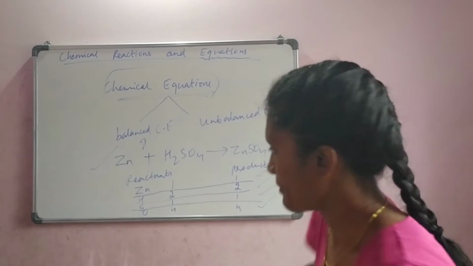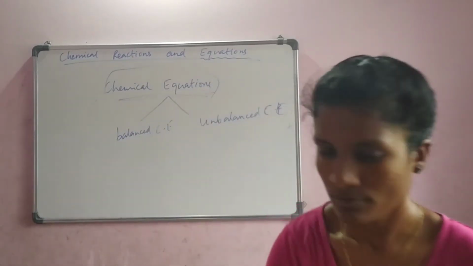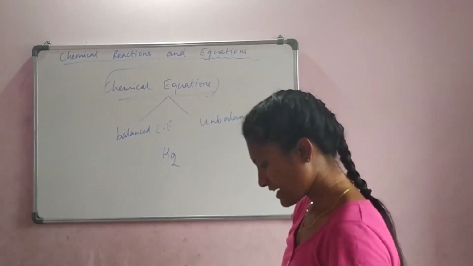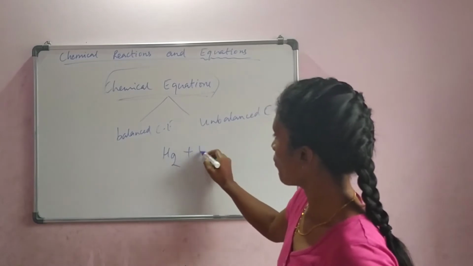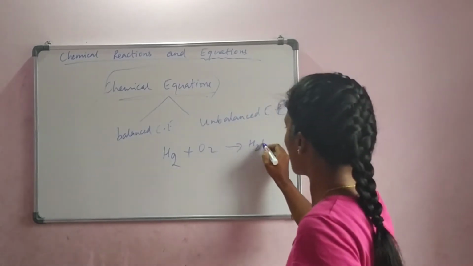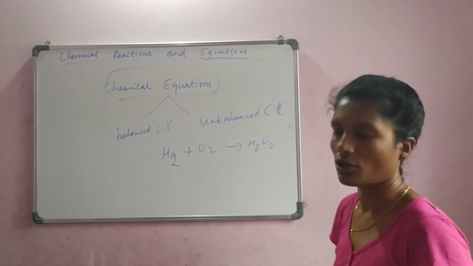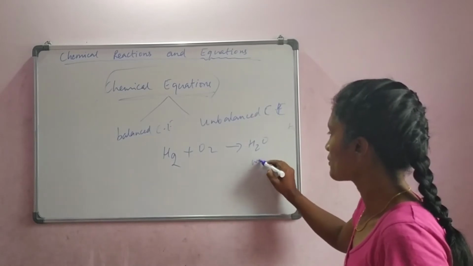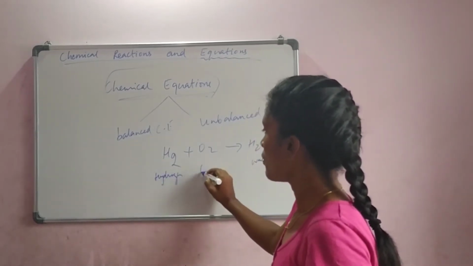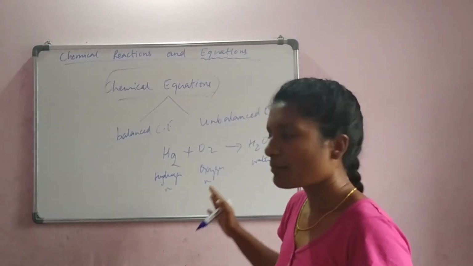Let us take another example. Let us take H2 reacting with O2, the formation of water. So we get H2O, which is called water. It is not H2O2. It's wrong, right? So H2O is water. So we had hydrogen molecule, oxygen molecule. Both are in molecular state. Both combine to form water.